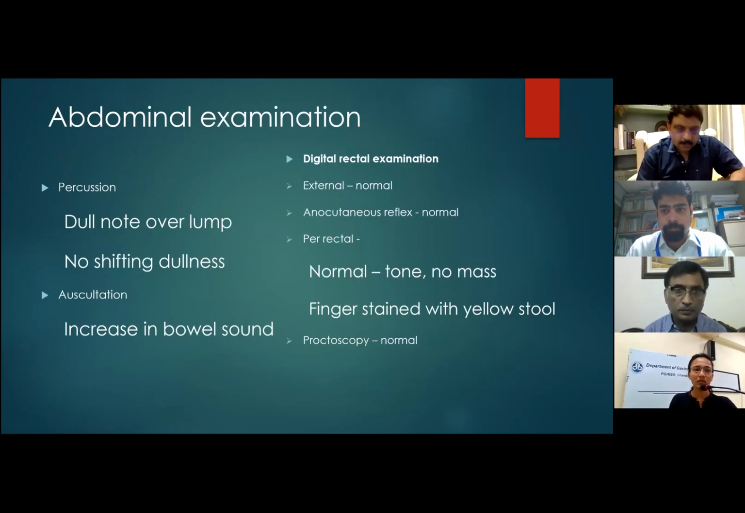On percussion, there was a dull note over the entire lump. There was no shifting dullness. There were increased bowel sounds on auscultation. There was no bruit on the lump. On digital rectal examination, external examination was normal.